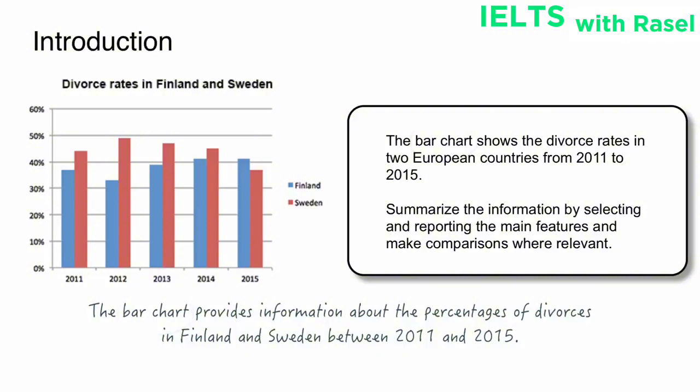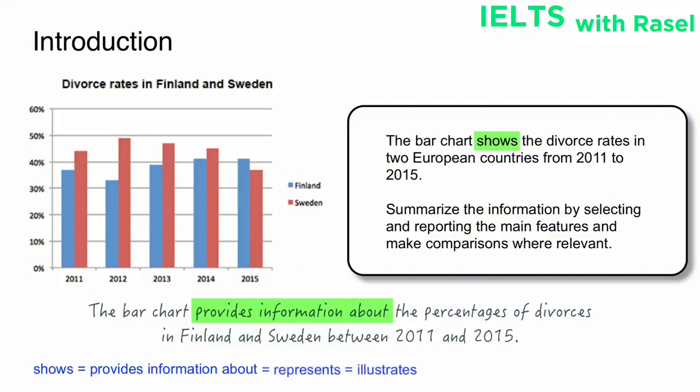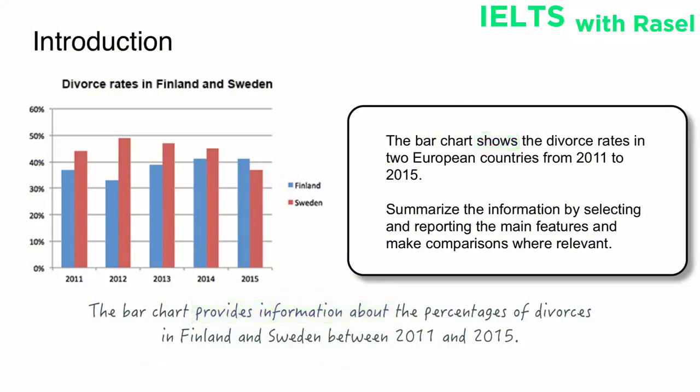Next we have the verb shows. And verbs can always be paraphrased. In our case the verb shows was replaced by provides information about. We could also use such synonyms as represents or illustrates. Instead of the phrase divorce rates, I used the phrase percentages of divorces. After that comes the phrase in European countries.